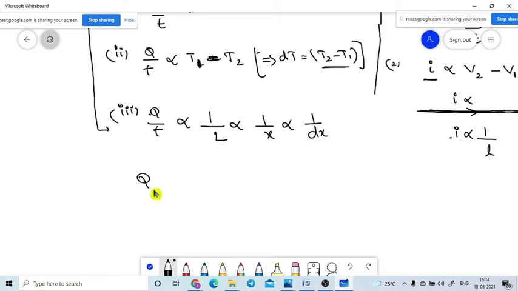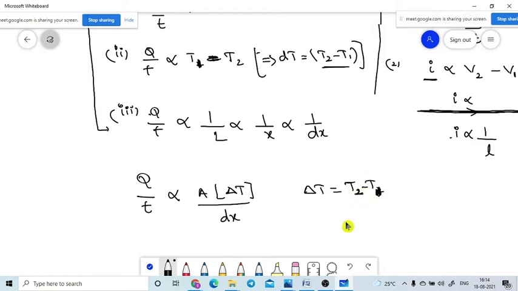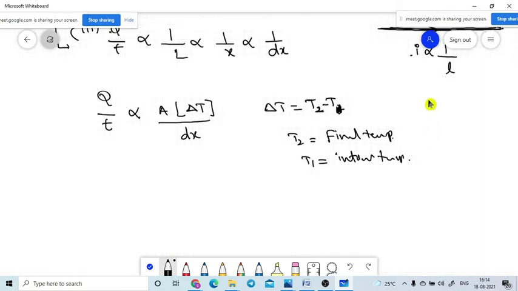The thermal current Q by T is directly proportional to the area of cross section of the material and the temperature difference, delta T, divided by the length of the material, dx. Here delta T is the final temperature value minus the initial temperature value. T2 is the final temperature of the material and T1 is the initial temperature of the material. We are slowly moving towards the depth of the topic.